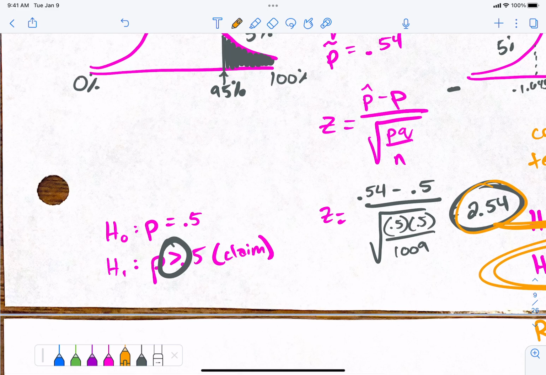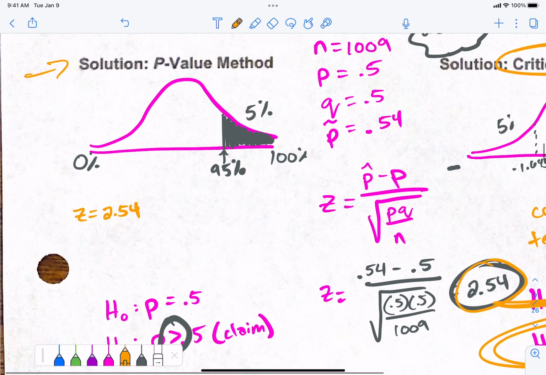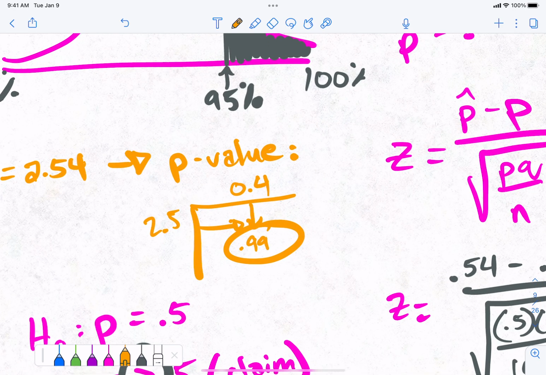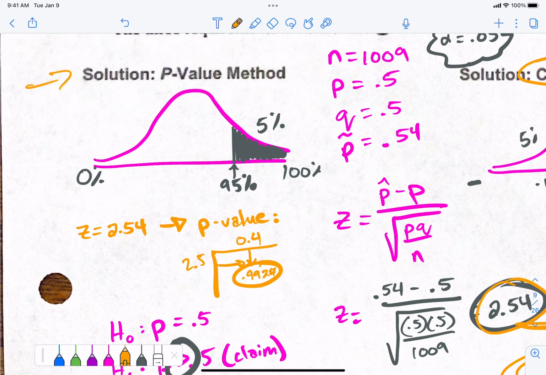It should be. Okay, so our z value was 2.54. We do not use the 1.645 over on the p-value side. What we do is we convert that to a p-value by using the chart differently. So 2.54, if we look that up on the chart, you go to 2.5 and you go over to 0.04. What is that number that you look up on the chart? 0.9927. So 99.27%. That's how you use the p-value side, right?